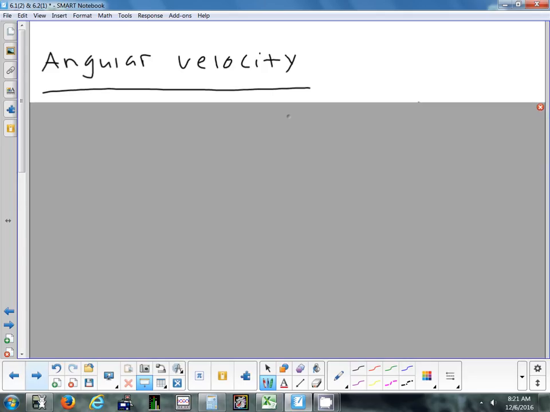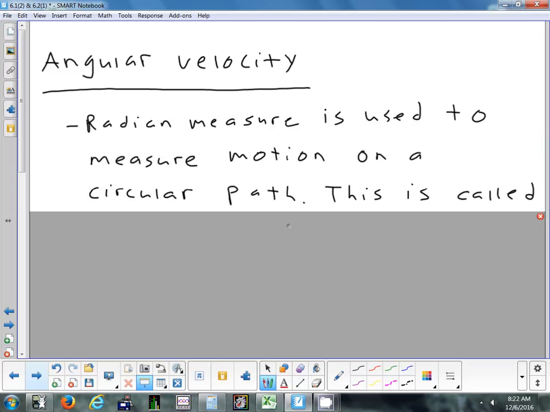Does anybody know where? Well, I already asked if you've heard of it, but I said you've all indirectly heard of it, or probably even used it, or said things that are measured in angular velocity. But can anybody think of an example of something that is measured in angular velocity? I'll give you a hint. It measures motion on a circular path. So something going like this.